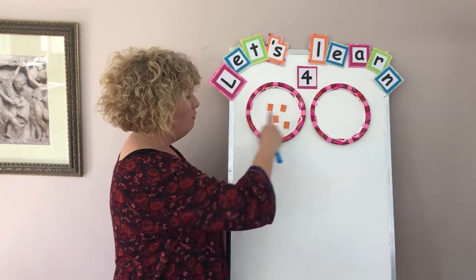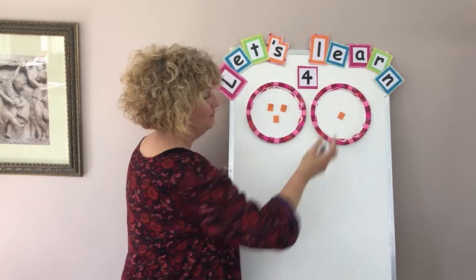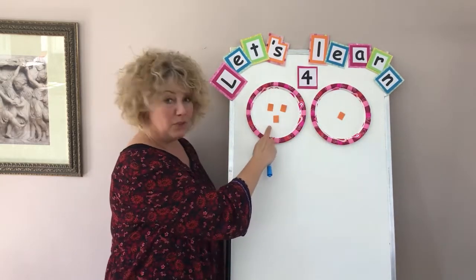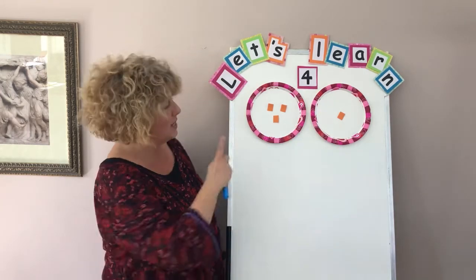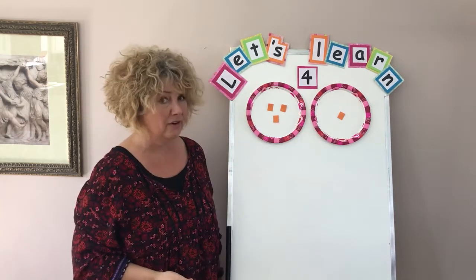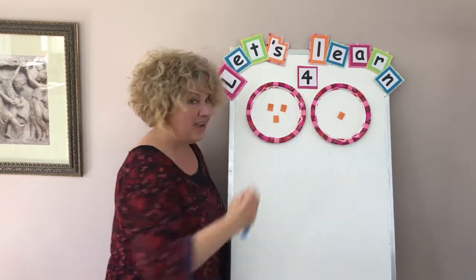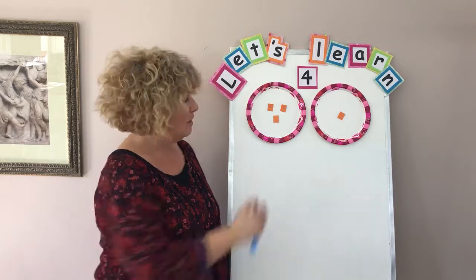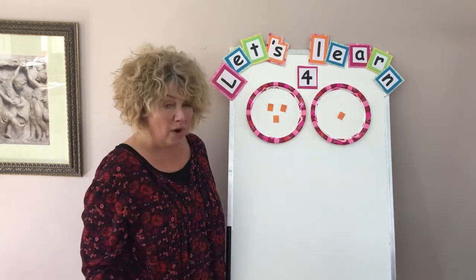Right now I have all 4 squares on this side, but maybe I'm going to move one over to this side. Now I have 3 squares on this side, and I have 1 square on this side. And do I still have 4 squares altogether? Let's check. 1, 2, 3, 4. I do still have 4 squares altogether. 3 squares plus 1 more square equals 4 squares.